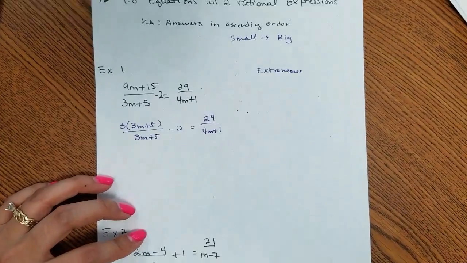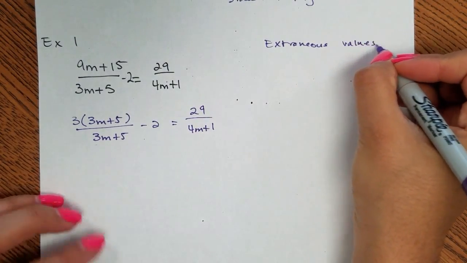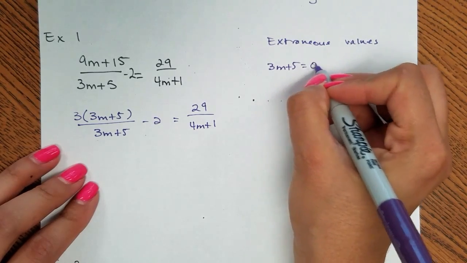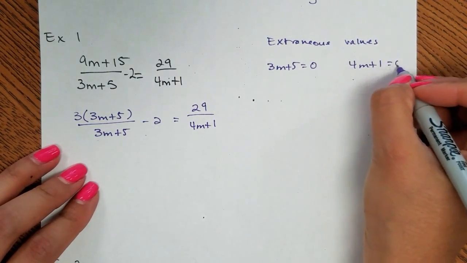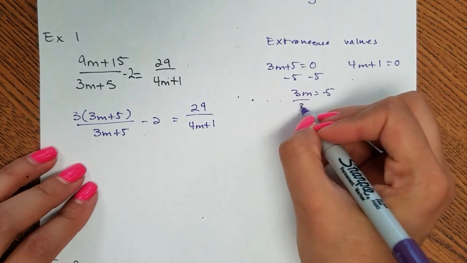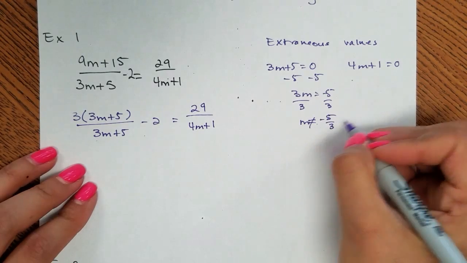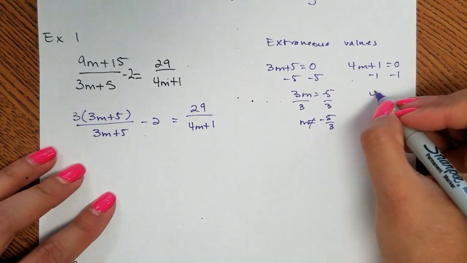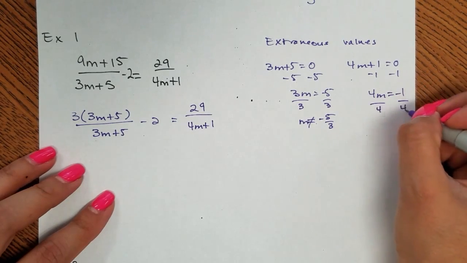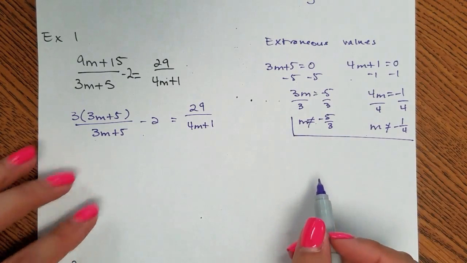Let me zoom this in a little bit. That's where we set our denominators equal to 0. So I have 3m plus 5 equals 0 and 4m plus 1 equals 0. Minus 5, divided by 3. m cannot be equal to negative 5 over 3 or negative 1 over 4. These are my extraneous values over here.